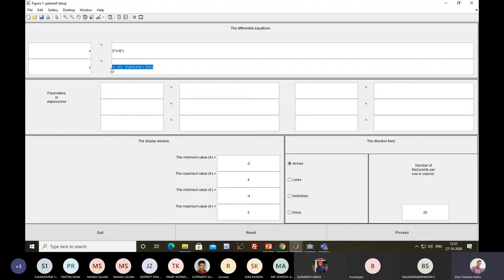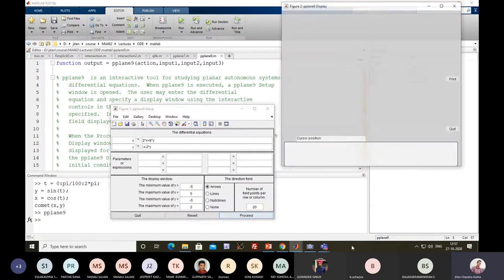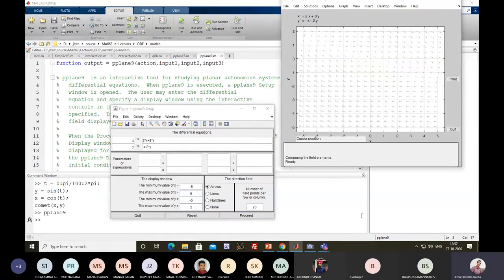And this value was minus x minus 2y minus 2. And again, let me change that range of x because I already know how it looks. Let me increase it so that it is obvious to you, from minus 5 to plus 5. Okay, now I'm going to cross it. See here, now it is showing you the trajectories.